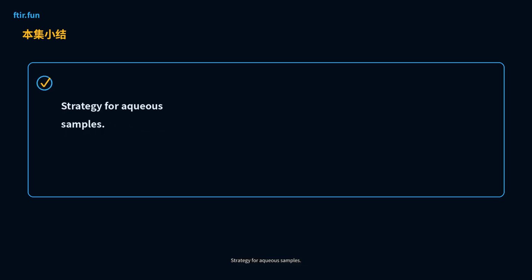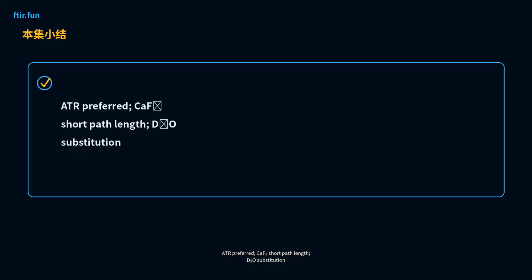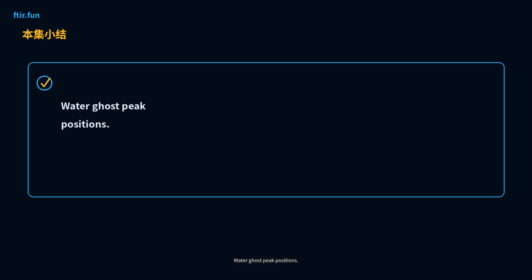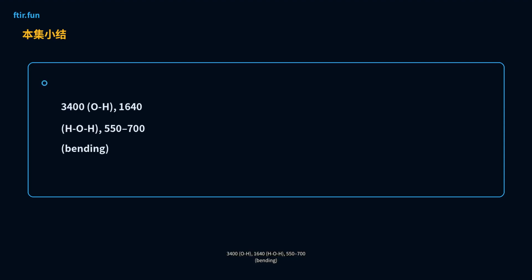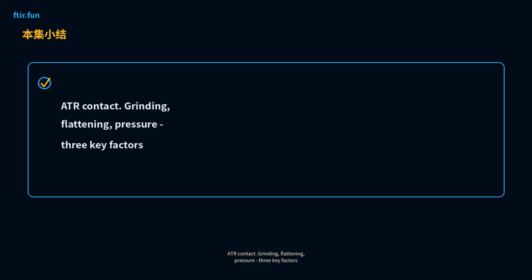Strategy for aqueous samples: ATR preferred, or very short path lengths, or D2O substitution. Water ghost peak positions: 3400 OH stretching, 1640 H-O-H bending, 550-700. Three key factors: contact, grinding, flattening pressure.